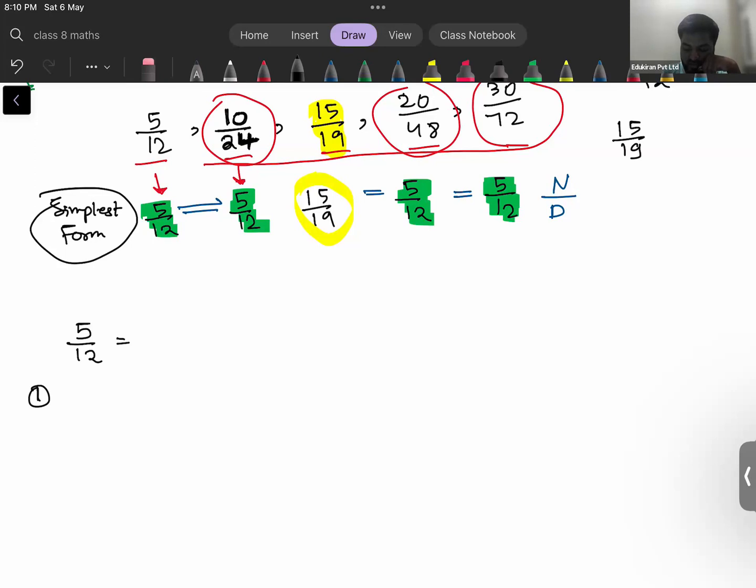The values have to be different than these three values. It shouldn't be 10 upon 24 or this value or this value.